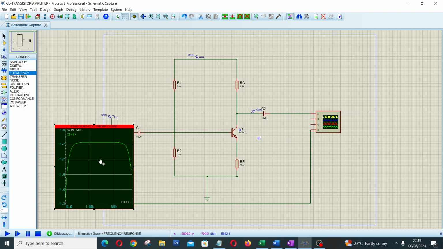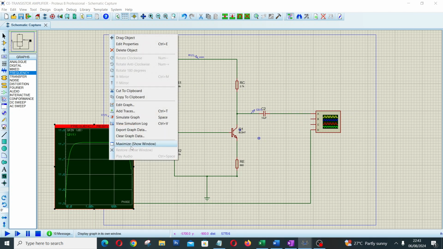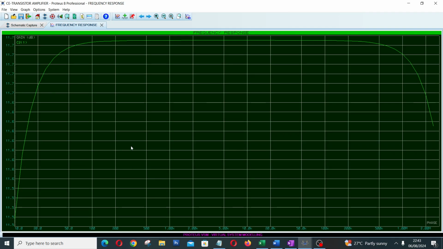When you press the space bar on the graph, you see the frequency response curve will be shown. You can right click to make it a bit bigger. You can say maximize window. When you maximize the window and look at this curve, you must have come across a curve of this nature. This is what we call the frequency response curve.